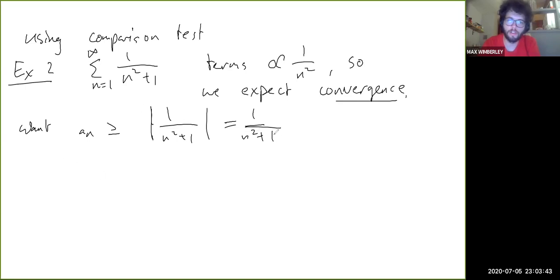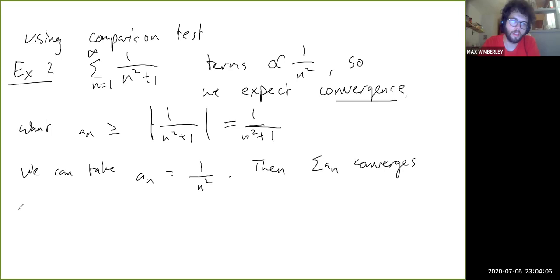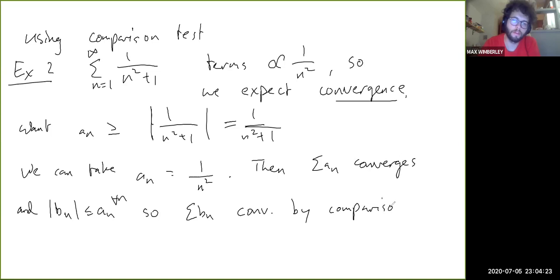In this case, it's very easy. What we can do is just delete the 1 in the denominator. So we can take a_n equals 1 over n squared. That's bigger because the denominator is smaller, right? So then the series of a_n converges, and if this is the series of b_n, we have the absolute value of b_n less than or equal to a_n for all n. So the series of b_n also converges by the comparison test, right?